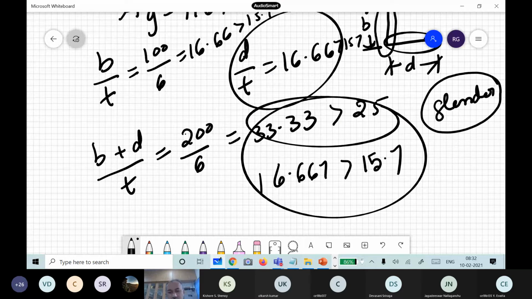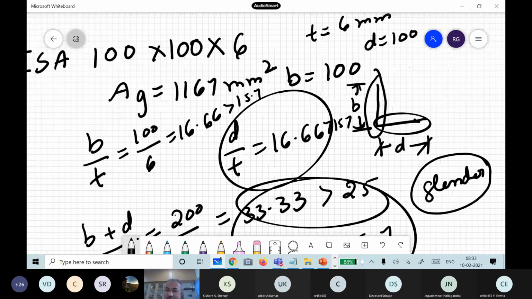Now what is the meaning of a slender section? If you use this as a compression member, say some column, there is a chance of buckling. What is your comment here? It will buckle locally. Local means the legs themselves will buckle. Now will you use this section in design, or will you not use it? Not this. Then why have they given it in the steel tables? It's a simple question, right? They have given 100 by 100 by 6 in the steel tables.